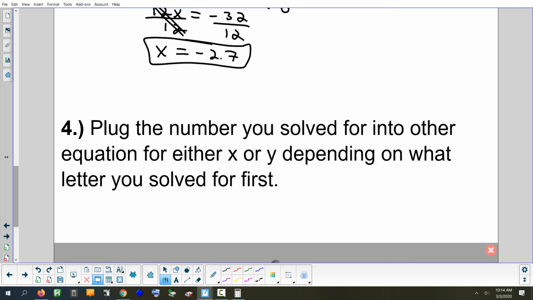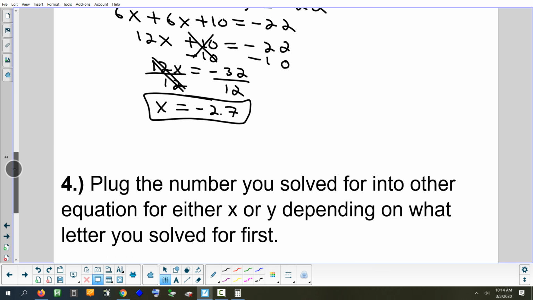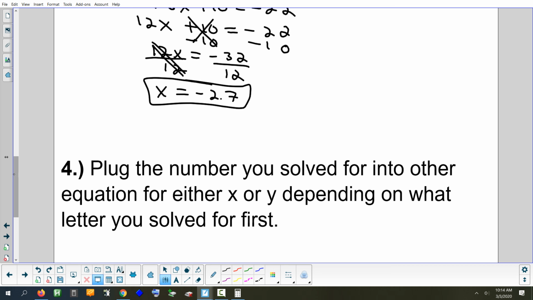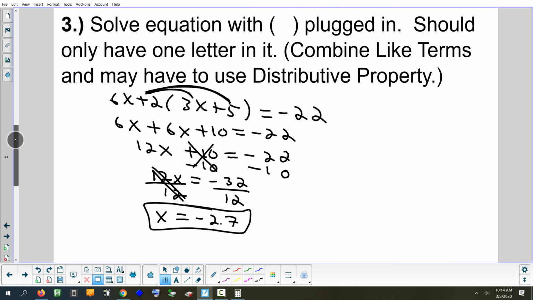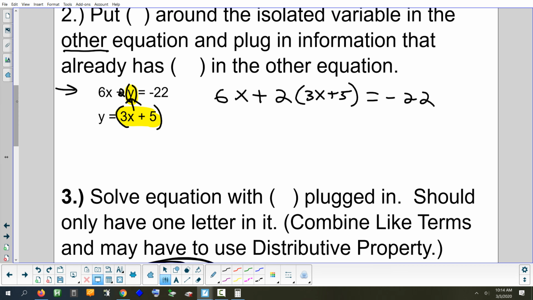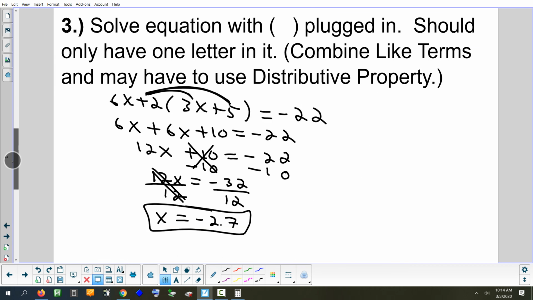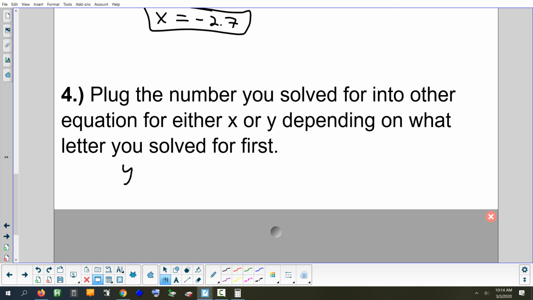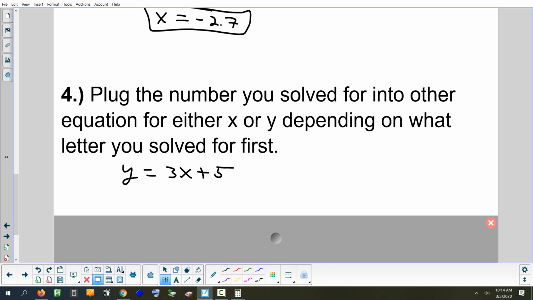So, if we scroll back up, we have a formula for y. I'm just going to scroll back up, but I'll scroll right back down to this. We have a formula for y right here. It says y equals 3x plus 5. So, let's just copy that down so I don't have to keep scrolling. Y equals 3x plus 5.